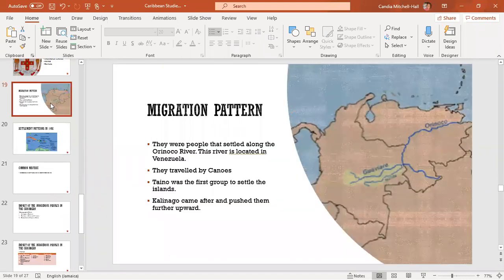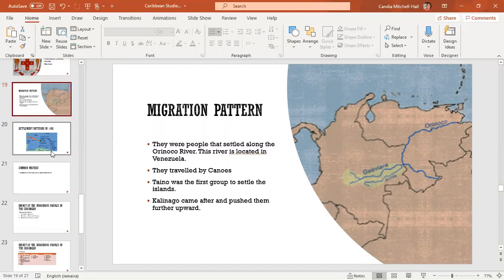So where they came from. The first set of people to venture into the islands would have been the Tainos, and you have different groups of Tainos by different names. They came from the Orinoco River, which is here. It's a river that runs in Venezuela, close to Trinidad. They would have moved using canoes, from island to island. So they would have settled in Trinidad, all of these different places.